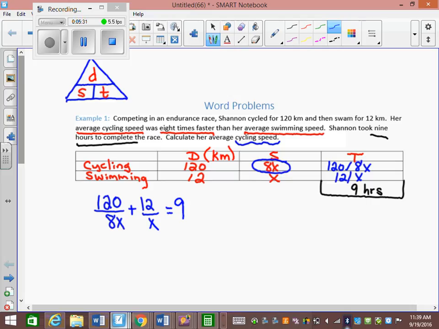So I'm going to have to find x by solving the rational equation, and then times it by 8 to get my answer. All right? The biggest error that happens is that people solve for x and just give me that answer, and sometimes that's not actually what they're asking me for. In this case, they're not. They're asking me for the cycling speed. If you give me x as the answer, that's actually the swimming speed, which is not correct. Does that make sense? Okay.